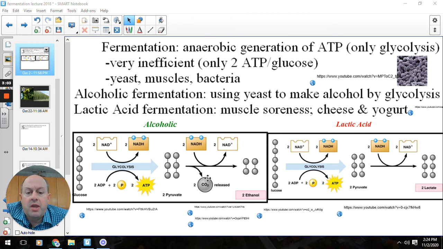And so the carbon dioxide is also produced, and that's why the process of making beer is very foamy, or champagne. There's a lot of carbonation that is provided from that.